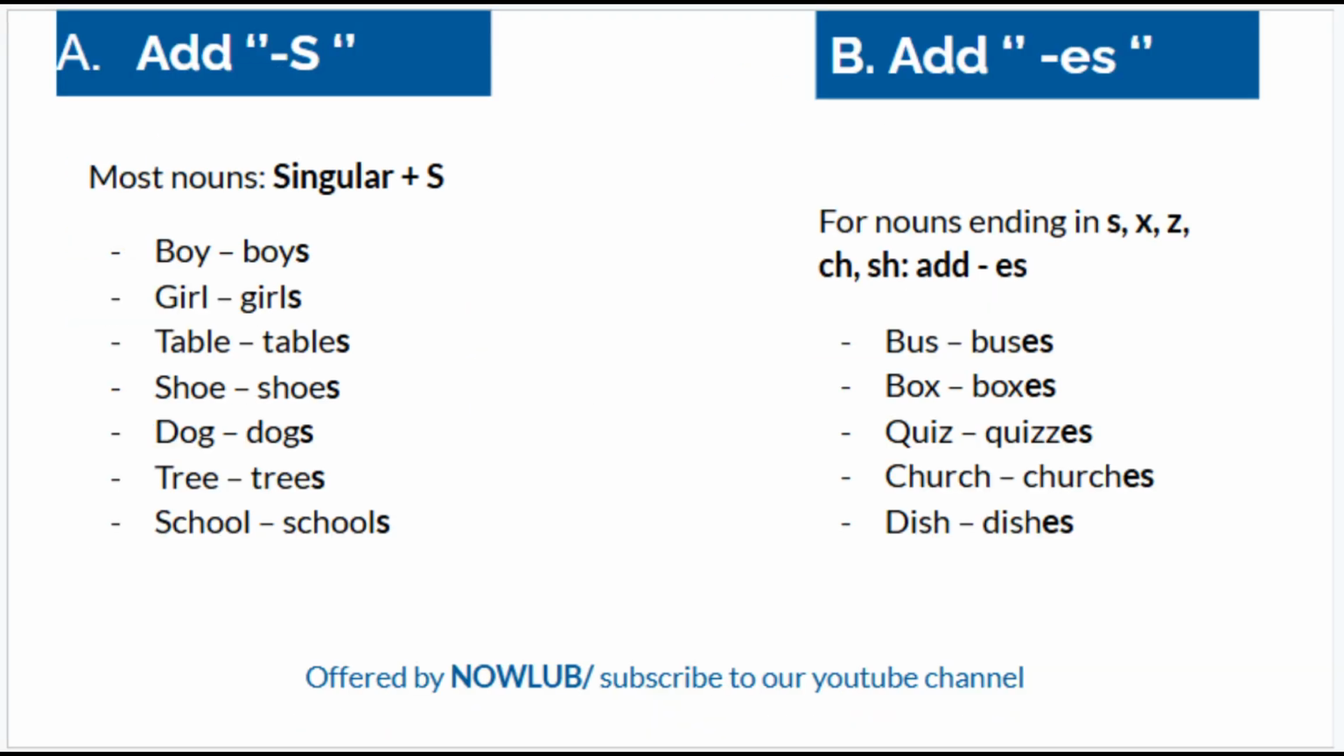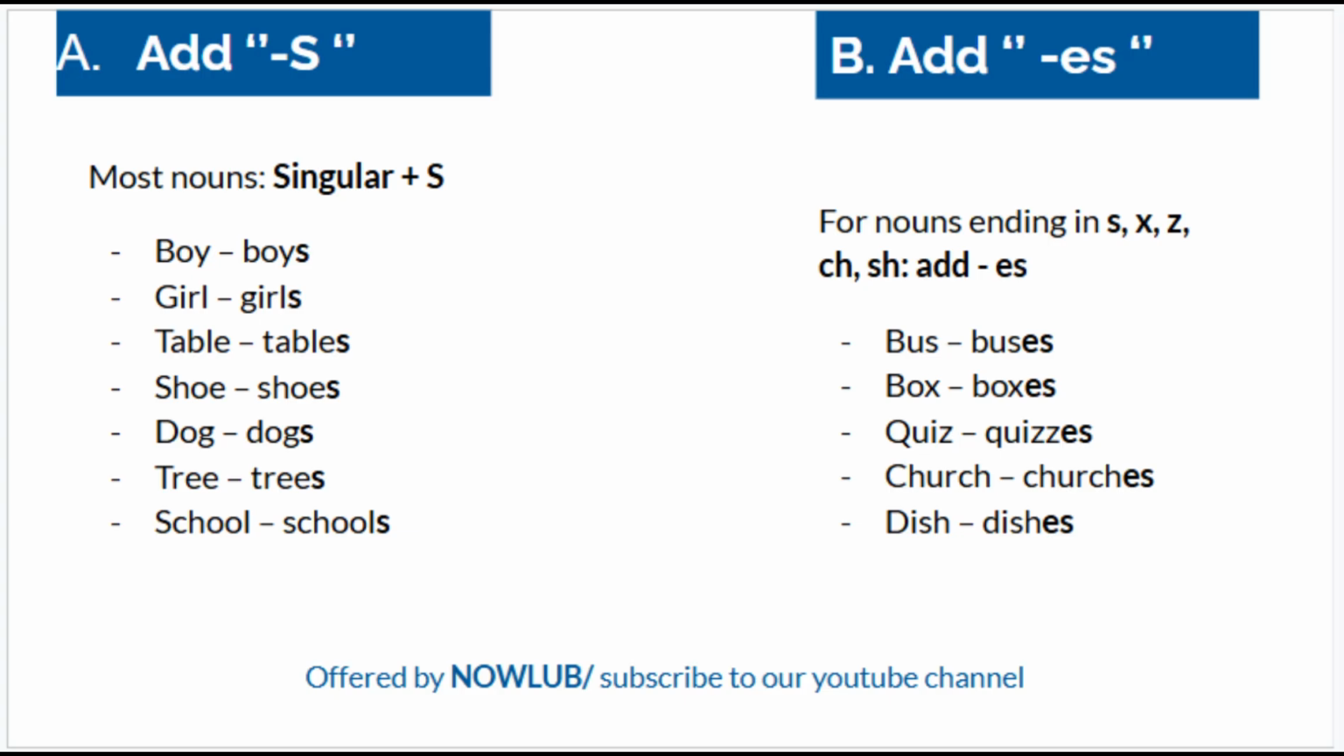Formula number 1, or A, you add S at the end of the word, because on most nouns, we add an S at the end of the singular noun. For example, boy, you add an S and you say boys. Girl, add an S and you say girls, and so on. We have more examples here.